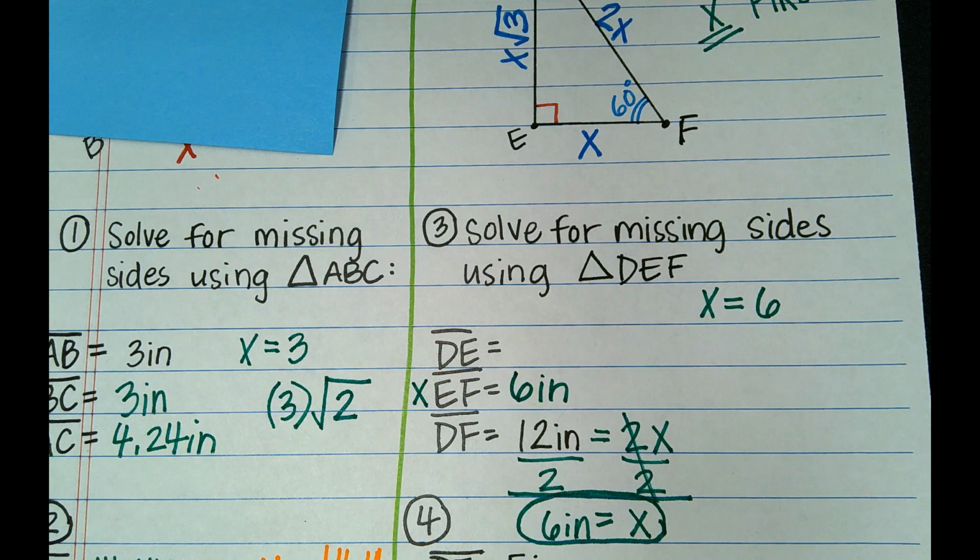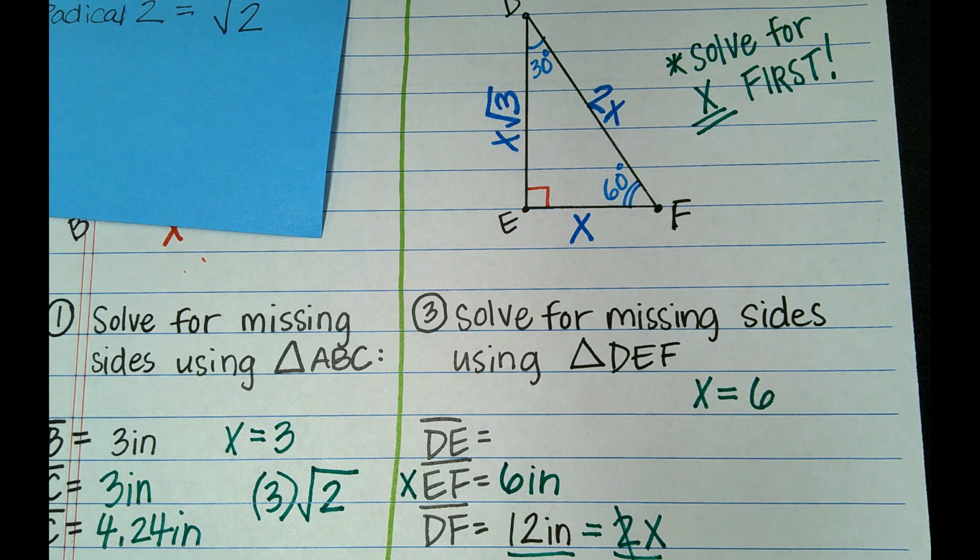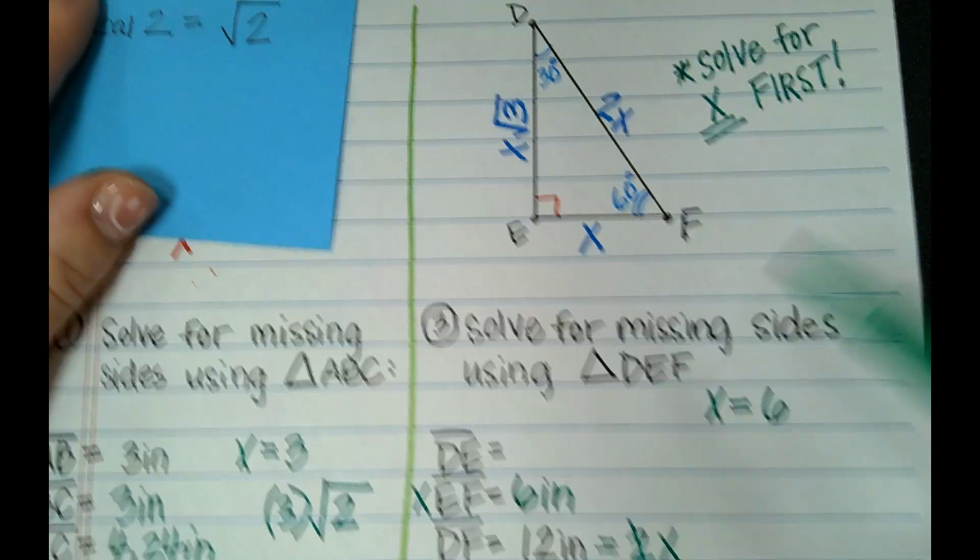So we have that. How am I going to solve for this last side, D to E? Lisa. X. No, sorry. 6. Yeah, that word. What is it? I don't know. You know it. You know it. Thank goodness. It's on your sticky.